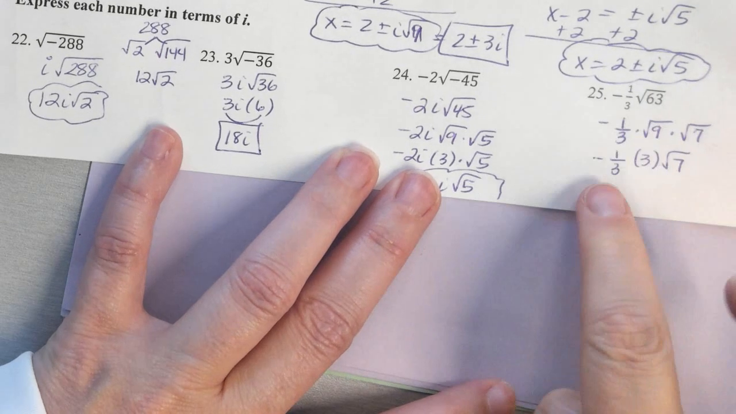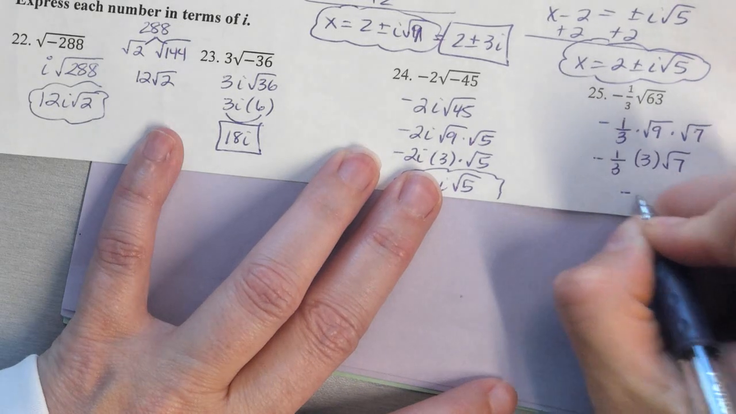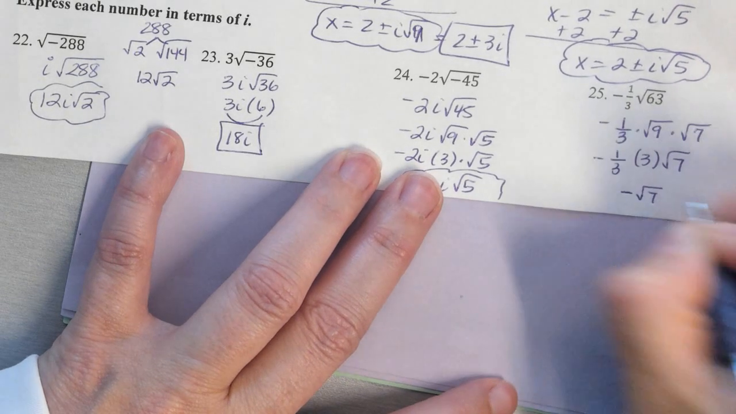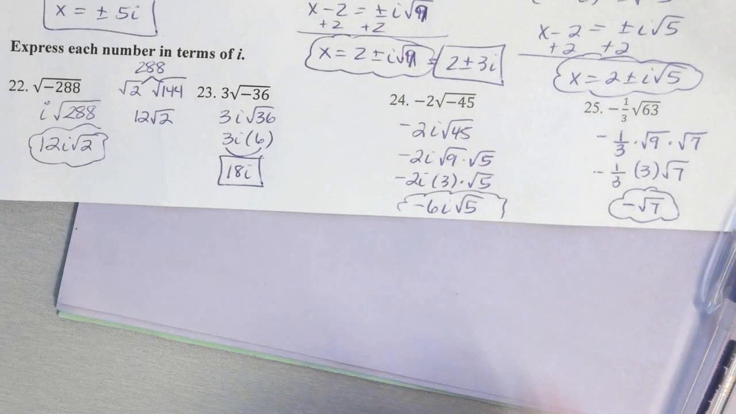Okay? Now, negative 1/3 times 3 is what? Yep, so negative 1 is just going to be negative root 7. Okay, so you do not need an i for that one.